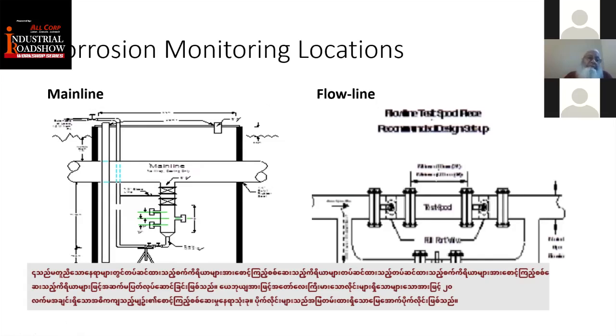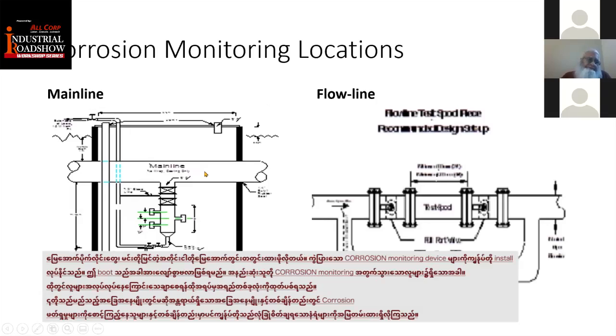The pipelines are always put underground. For underground pipelines, we need to have an underground pit, as you see there, and then we install the boot in there. In the boot, we can install different types of corrosion monitoring devices. And this boot has to be emptied from time to time.